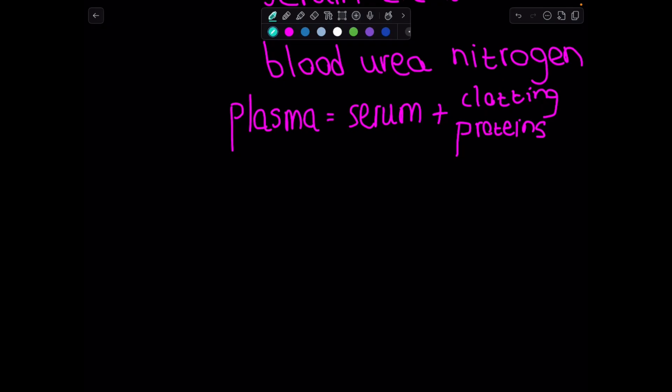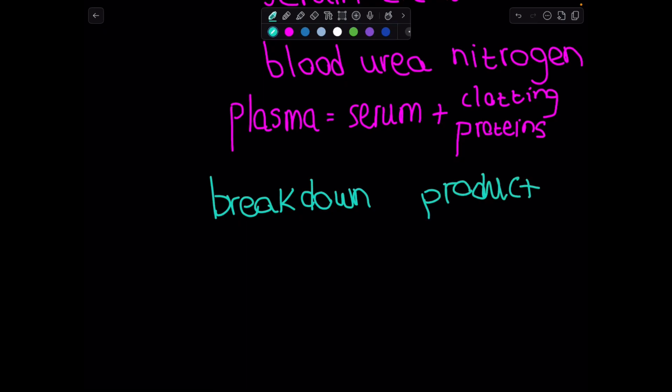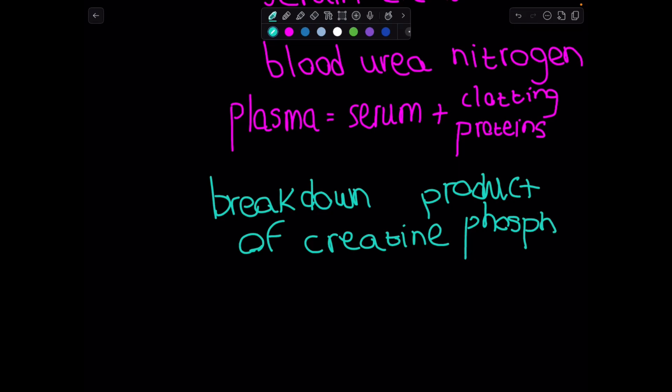Creatinine is a breakdown product of creatine phosphate. Yep, exactly. Serum creatinine is a waste product from the breakdown of creatine phosphate in muscles, produced at a steady rate, filtered by the kidney's glomeruli, and used as a reliable marker of kidney function since its levels rise when glomerular filtration rate, GFR, drops, indicating impaired renal function.